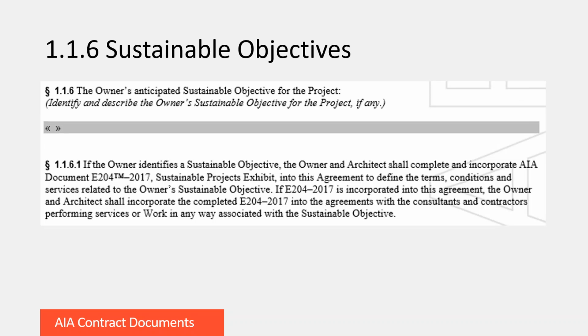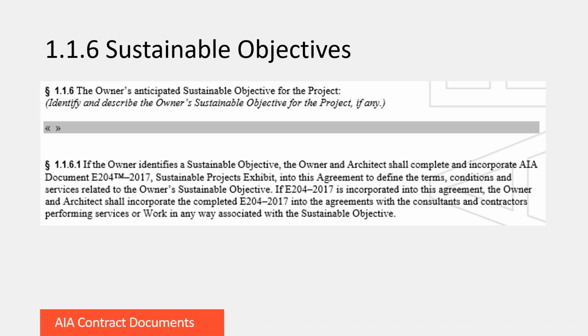When we talk about sustainable objectives, it's really important to clarify what those are at the beginning of the project. Does the owner want a LEED certified building? And if so, to what level? A sustainability objective could also be a WELL Building Standard or all Energy Star equipment or something even less formal.